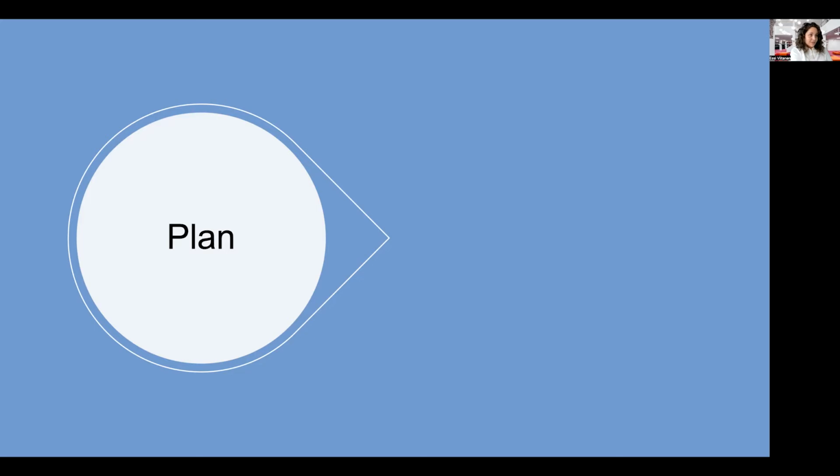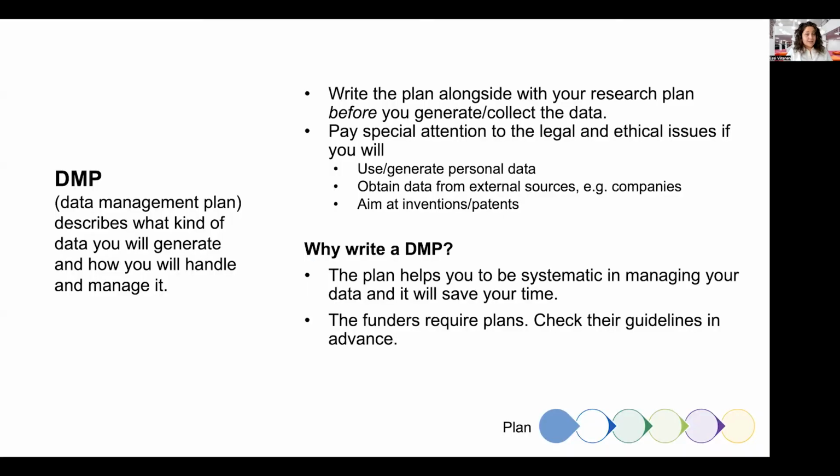So to help you in all of this is the data management plan, or the DMP, which is a document that describes what kind of data you will generate and how you will handle and manage it. Essentially, that's the questions and answers. And as I mentioned earlier, it is something that many funders require. And even if you don't have a funder requiring it, I would recommend you write it anyway, just for your project. And it should be something that should be written before you start gathering your data.